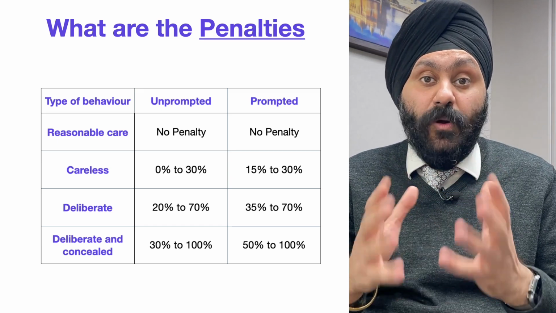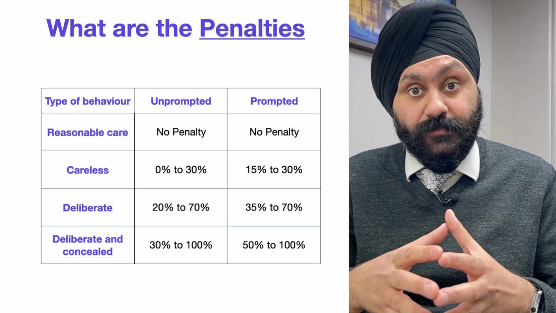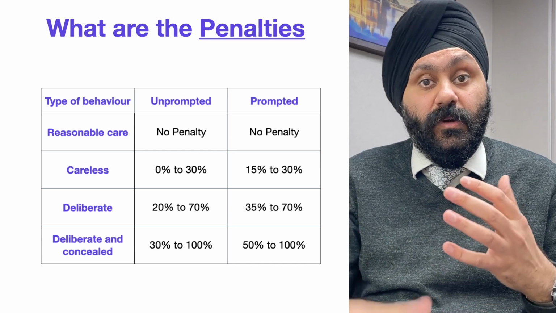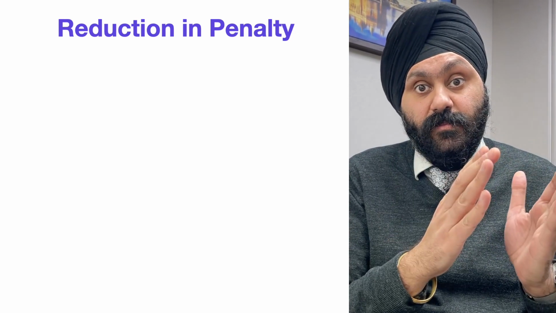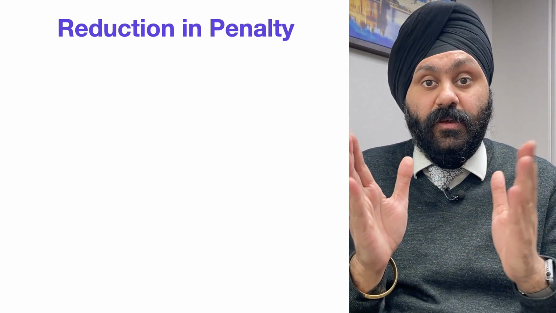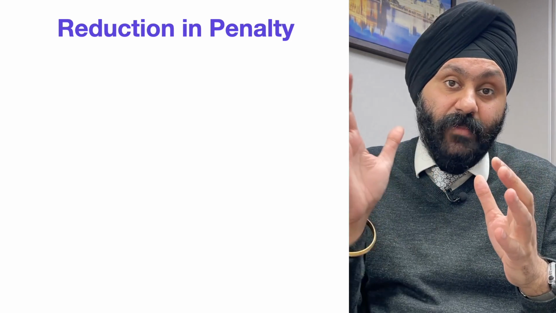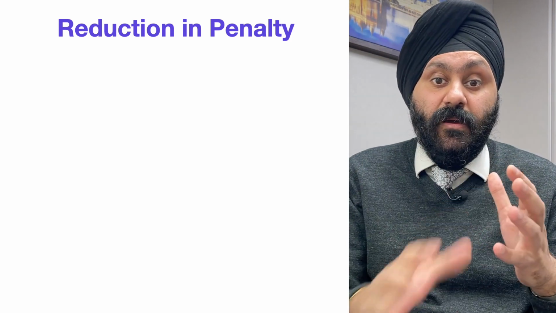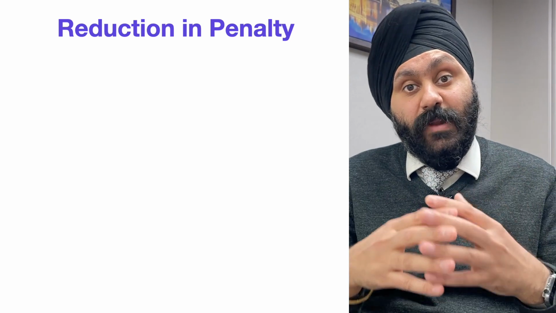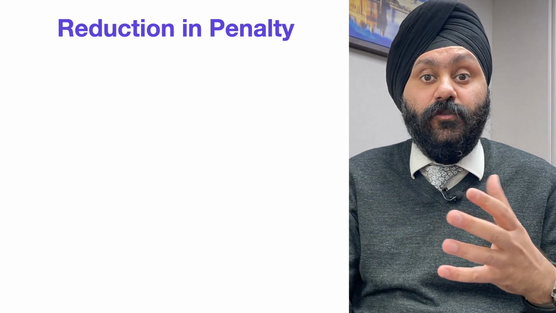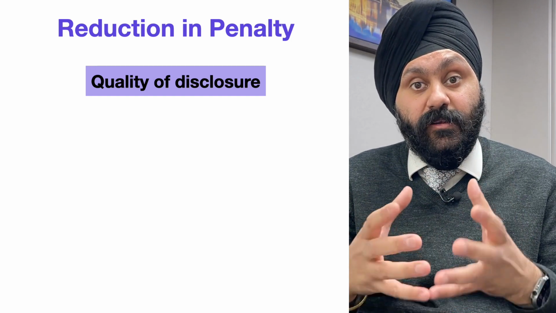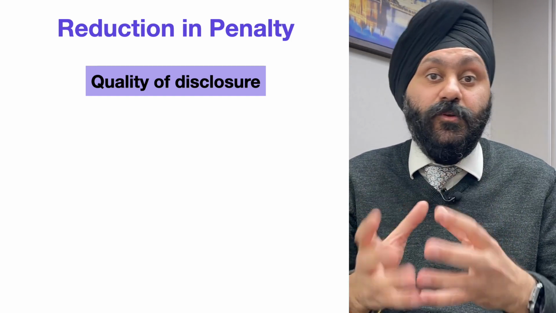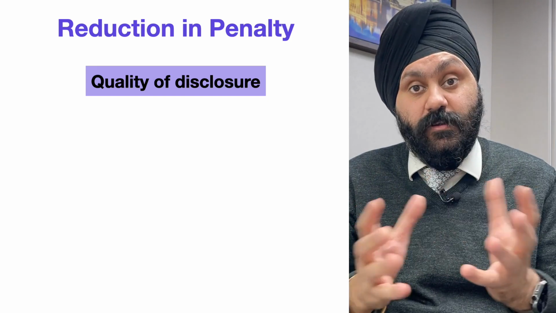But you can also apply for a reduction in penalties. There's a basis where HMRC allows you to reduce the penalty, because that penalty we have seen is a range, minimum to maximum. So you can apply to reduce the penalty from the maximum towards the minimum. The reduction is on the basis of the quality of your disclosure. So the quality with which you have prepared the disclosure and filed it to HMRC will help you to reduce the penalty. So quality of disclosure is very important.